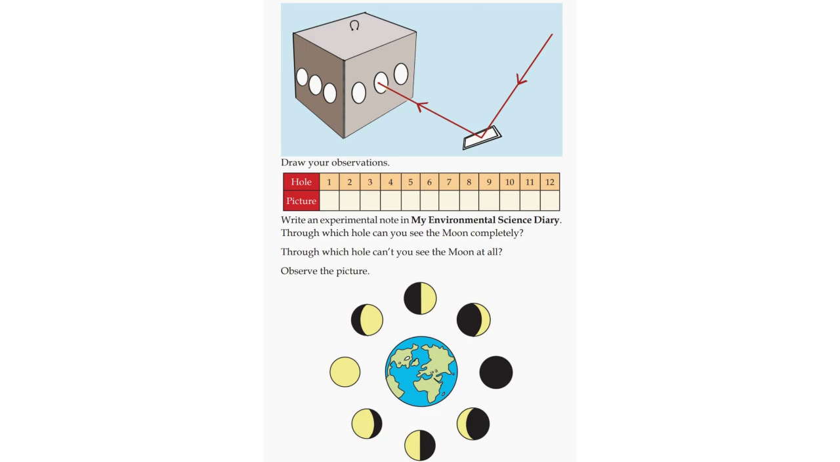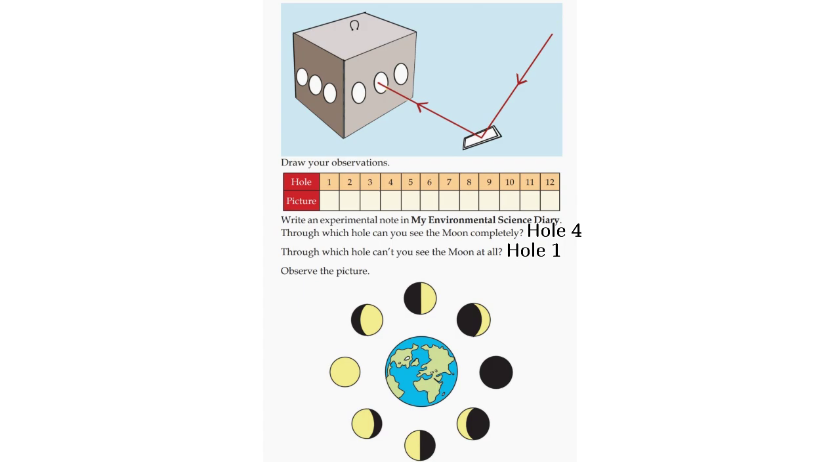Draw your observations. Hole picture. Write an experimental note in My Environmental Science Diary. You can do this activity according to the teacher's instruction. Through which hole can you see the moon completely? According to the diagram, we can see the moon completely through hole 4. Through which hole can't you see the moon at all? According to the diagram, we can see the moon completely through hole 1.